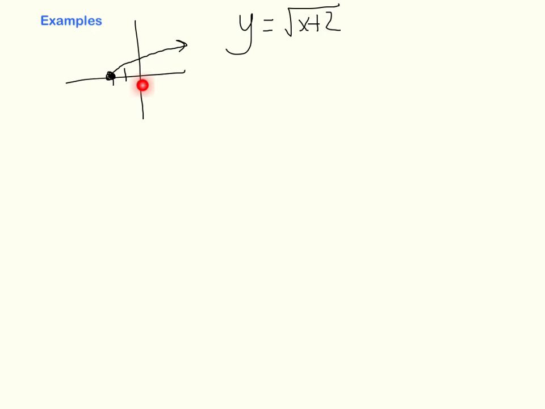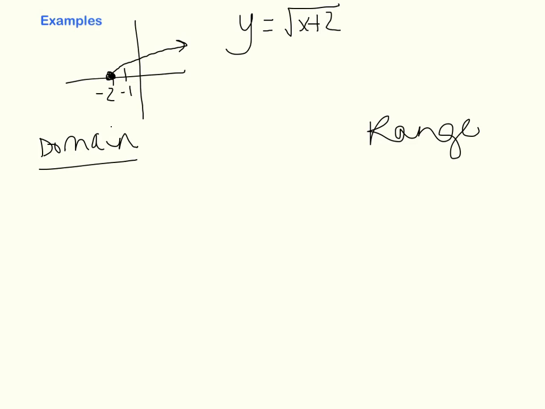The domain, coming from the left, you don't see the graph exist at all until it hits -2. So the domain should be -2, and the graph goes all the way towards +infinity. So you're going -2 to +infinity for the domain. And we're going to write that in the three notations. We're also going to do the range, because I haven't done the range yet, in the three different notations.